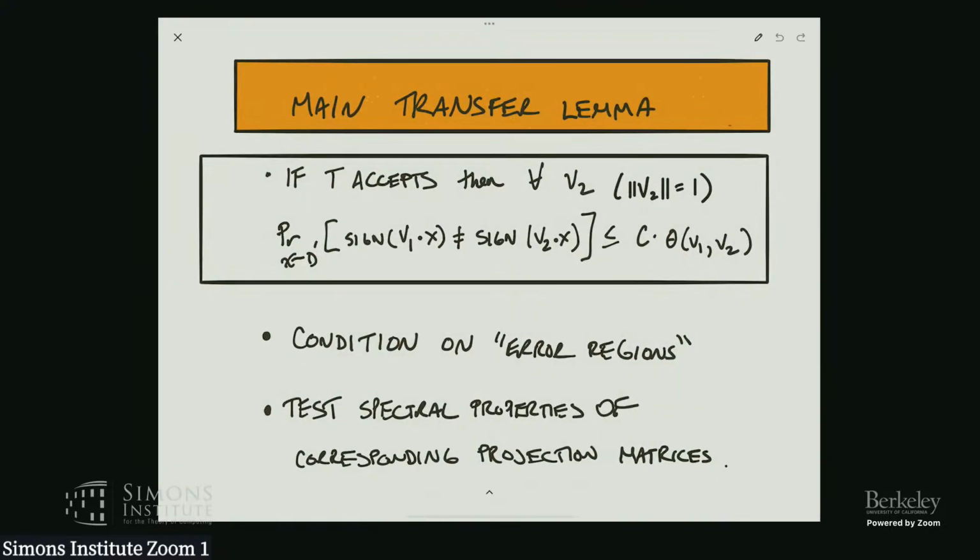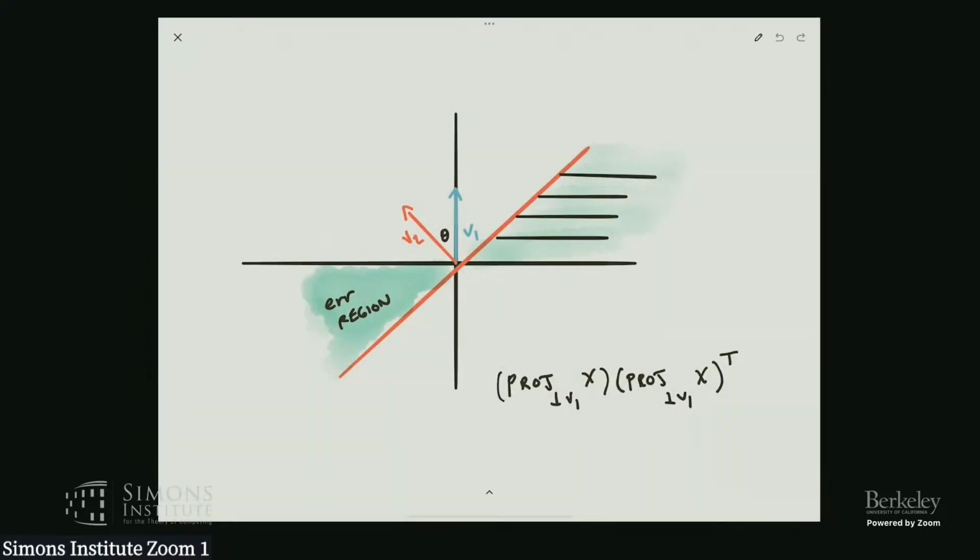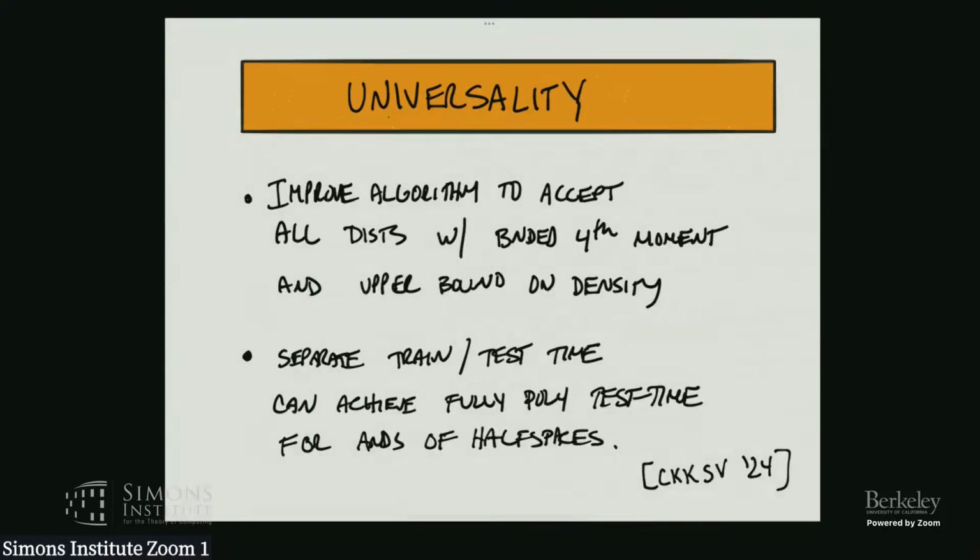And we have to do some other things, look at some spectral properties of certain projection matrices, but it boils down to a geometric lemma where you have this candidate hypothesis V1, and I somehow need to verify that the mass of any error region between V1 and any other vector V2 is bounded with respect to the test distribution. In order to do that, I have to look at these projection matrices and some spectral properties. So we have to do a bunch of stuff.